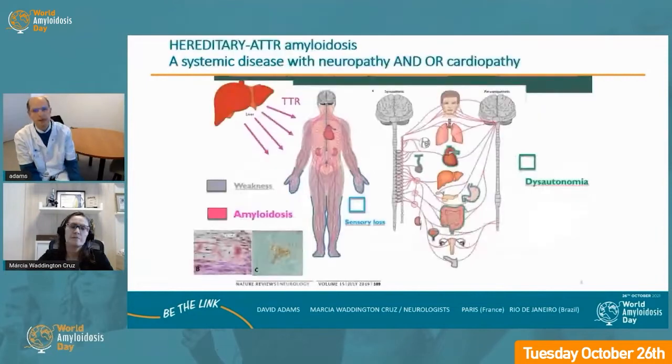The main source of production of the transthyretin prealbumin is the liver. Transthyretin is produced as a tetramer, and its dissociation produces amyloid deposits in different tissues. The main one is the peripheral nervous system in the lower limbs and upper limbs, and also the heart. The main manifestations are sensory loss, weakness, and dysautonomia. As you can see, there are amyloid deposits in nerve on the left side of the slide.